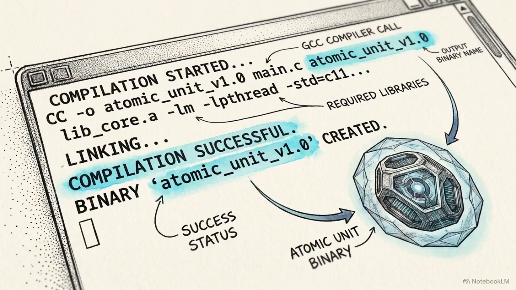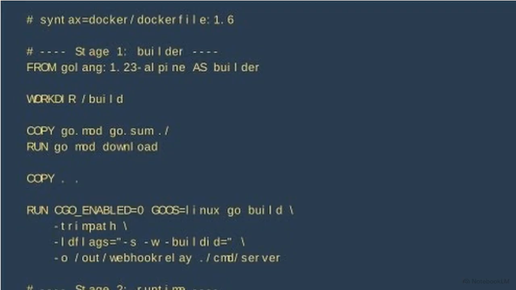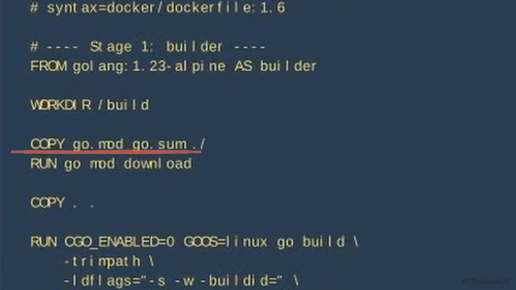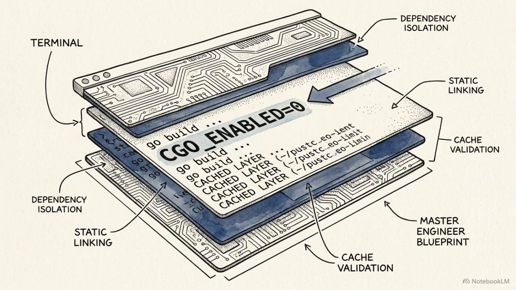The compiled Go binary is the atomic unit of the system, and it must be wrapped in a secure, reproducible boundary before it reaches the cluster. This code shows the first stage of a multi-stage Dockerfile. We use a pinned Alpine Go image as the builder. Copying the go.mod and go.sum files before the source code lets Docker cache the dependency download layer entirely independent of your actual code changes.